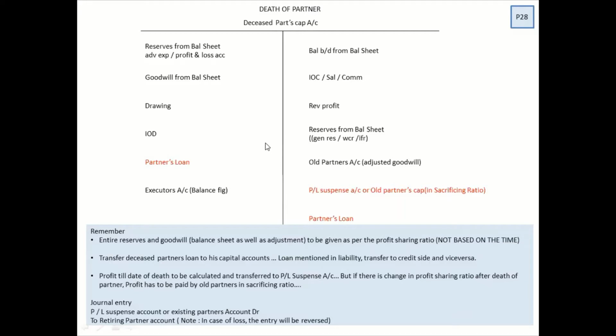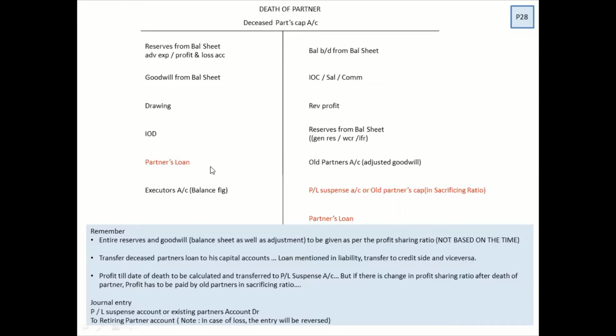Once you complete this account, you have to see which side is bigger. Usually the credit side is bigger, and you minus the debit side to find the balance. Now the balance would be given to executor's account. Executor is basically a nominee of the deceased partner. In retirement, what did you do? You posted it as retiring partner's loan account, or if he's been paid, you will write to cash, or if he's been paid by bills payable, you write to bills payable. But in this chapter, the balancing figure would be written as executor's account.